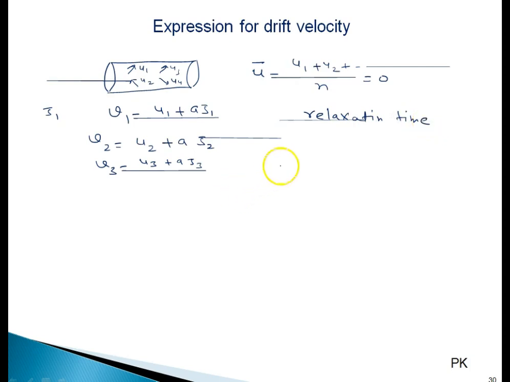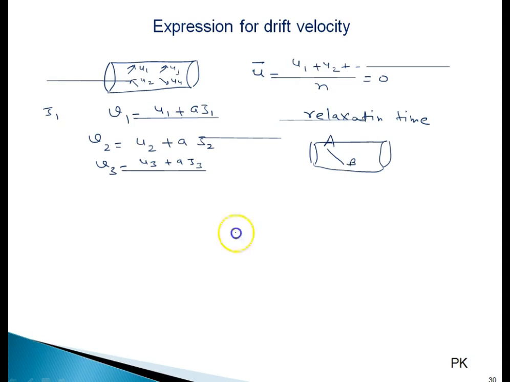What will you say? You say this is your cylinder, and suppose an electron travels from point A to point B along a straight path, with no collision. When the electron travels from point A to point B, no collision occurs. This path is known as the free path. Electron is free, and the time taken to travel this path is known as free time or relaxation time, because the electron is relaxed during this time.